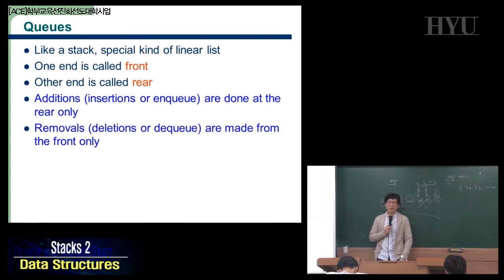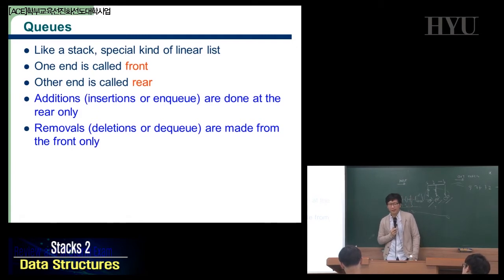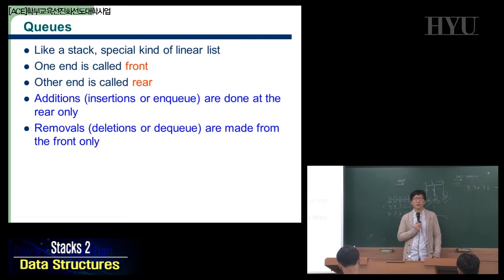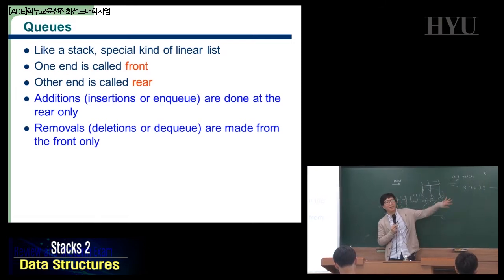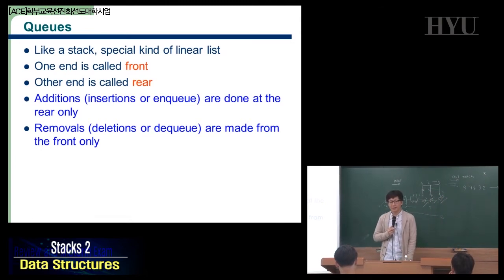Addition is sometimes called an insertion. Insertion is the term that we use in an array list. NQ is most likely the one we'll be using for the queue example. We don't use the word push here. Push might be confusing. Push is just for the stack. Additions are done at the rear end only. I only add elements at the back, not into the front. If you start adding an element to the front, it's a what? Stack. Like removals, deletion or DQ.